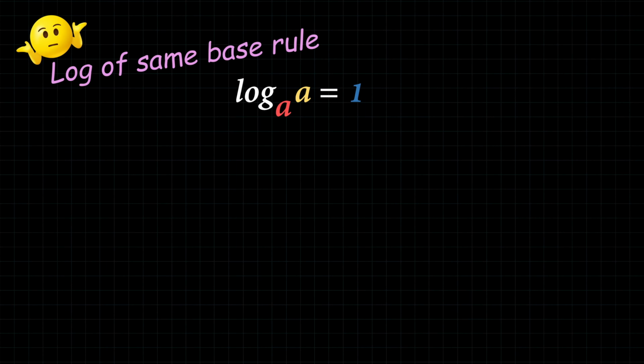Another redundant rule is the log of the same base rule that states that if your base and argument are the same, then it's always equal to 1.